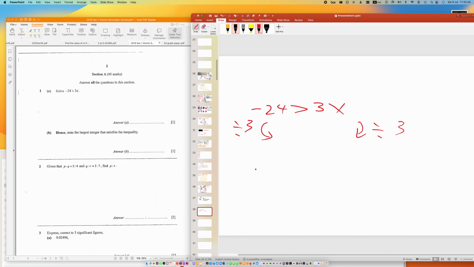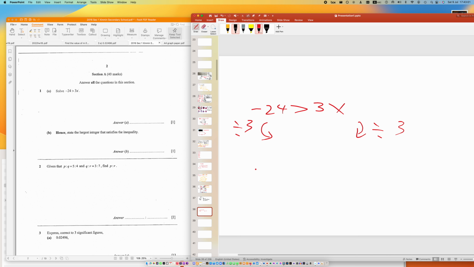Whenever you divide or times a negative number, the inequality sign has to change. Repeat one more time, then you see if you can do it. Whenever you times or divide a negative number, you have to change the inequality sign.